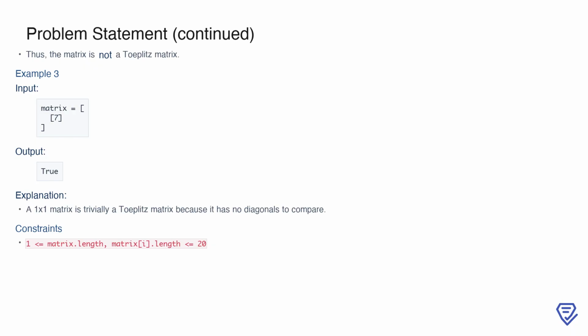Moving on to constraints, the matrix will always have dimensions between 1 and 20 for both rows and columns, and every element in the matrix will be an integer between 0 and 100.